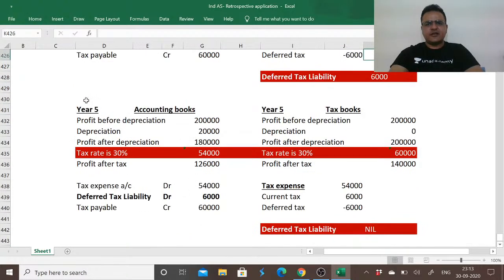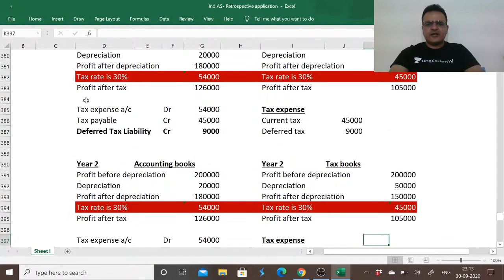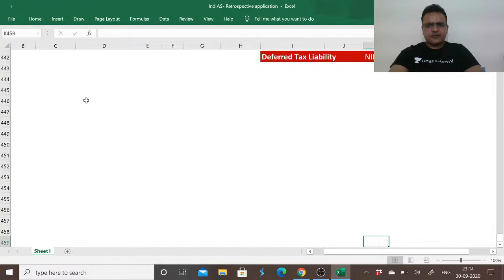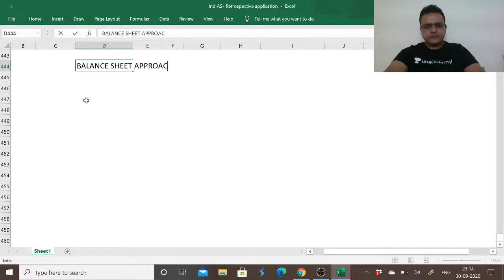This is the P&L approach. The same thing we could have done using a balance sheet approach. The same accounting we could have done using the balance sheet approach. That's what we need to learn, balance sheet approach, to calculate deferred taxes.